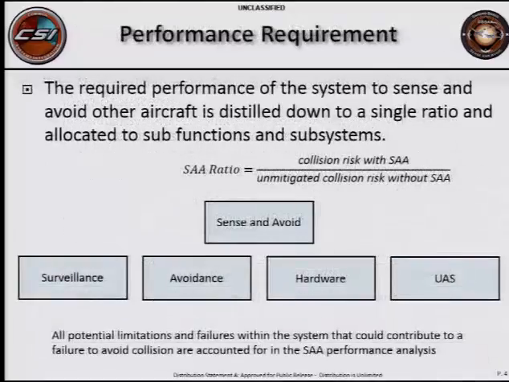Once you have a performance requirement, then you can allocate it to your various subsystems and your subfunctions. And so here, just very basically, you might allocate it to surveillance functions, avoidance functions. You may have a certain allocation to hardware failures, and then also to limitations and failures on the UAS. Perhaps it's avoidance limitations of the UAS or loss of link limitations. The main idea is to capture all the potential failure modes and capture that in your safety analysis.